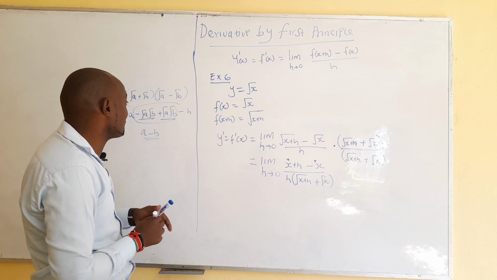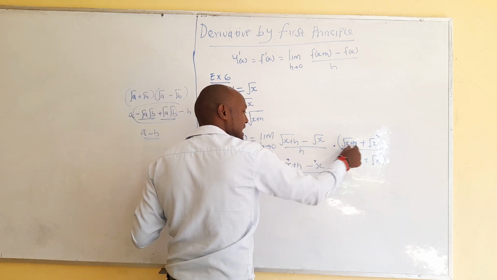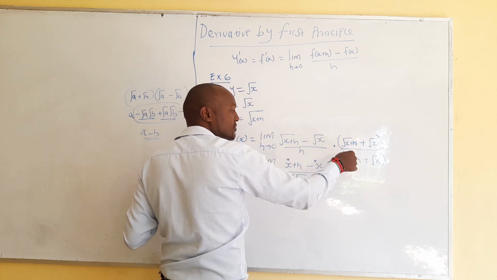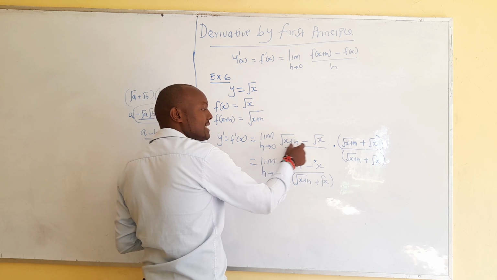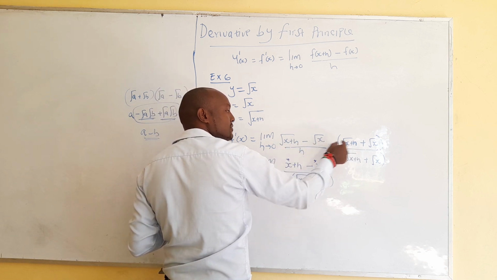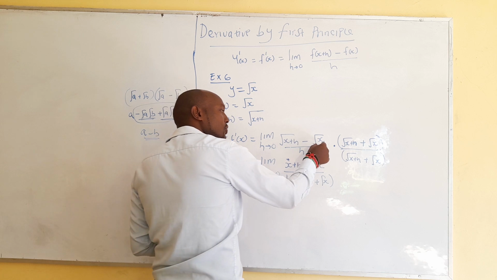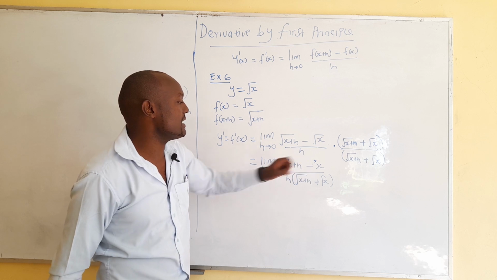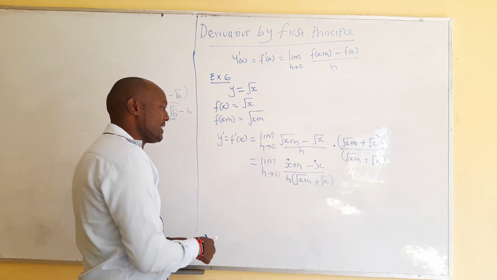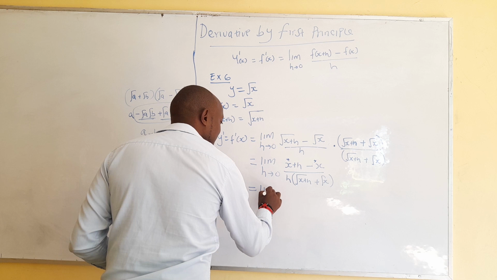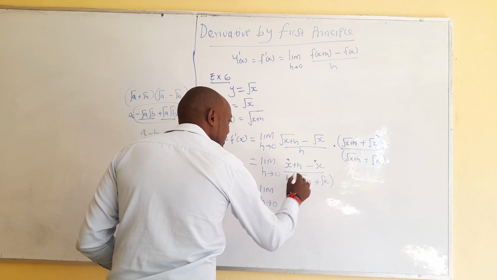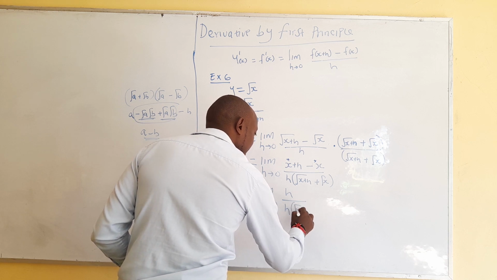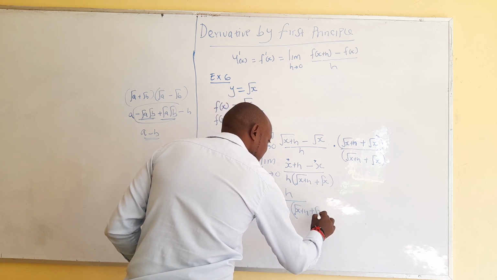The same case will happen with this one. Whenever I multiply this one and this one, I get x, but the sign now will be minus, and the cross terms will cancel out because one will be plus and the other minus. So again, when I simplify this further, I'll have the limit as h approaches 0 of h all over h into bracket root x plus h plus root x.